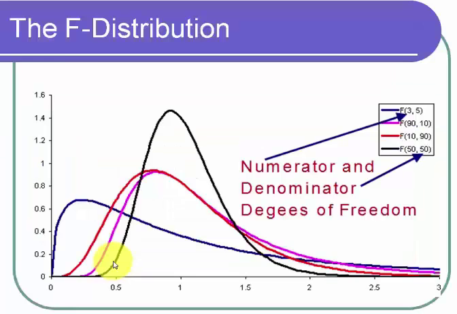So let's move on and talk about the F distribution. If you remember, the t distribution and the chi-squared distribution had a different distribution for each degrees of freedom. The F distribution is similar, but there are two types of degrees of freedom for the F distribution. There's the numerator degrees of freedom and the denominator degrees of freedom. So for each pair of degrees of freedom, we get a different curve. And these are the curves that are shown for 4 different pairs of degrees of freedom.